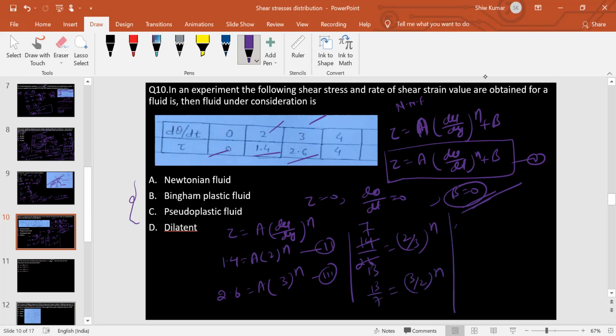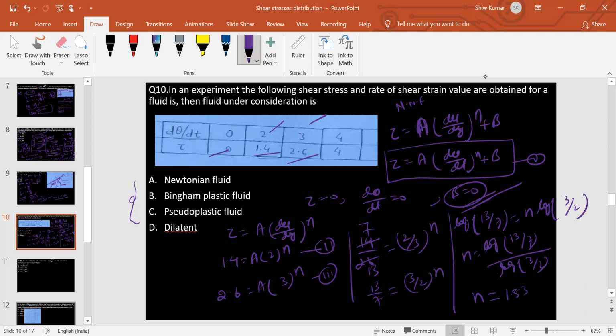If you take the log on both sides, log(13/7) must be equal to n into log(3/2). So the value of n is given as log(13/7) divided by log(3/2). If you simplify, you will get the approximate value as 1.53, which is greater than 1.